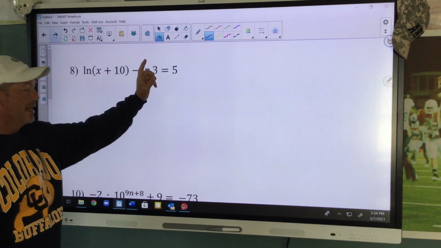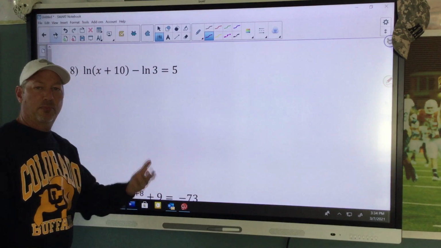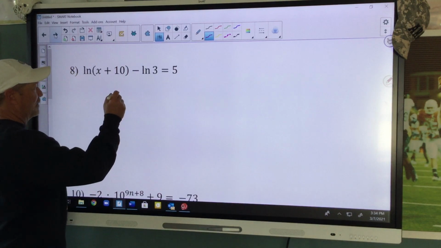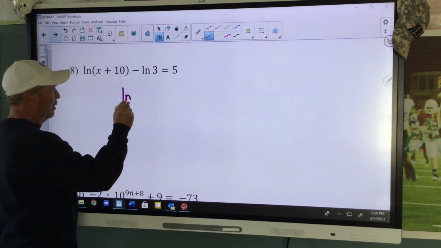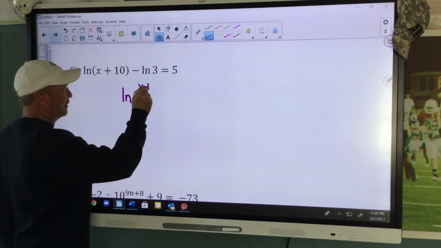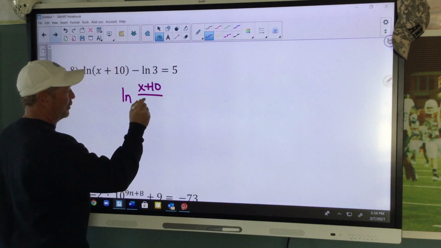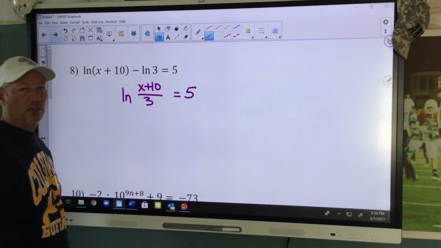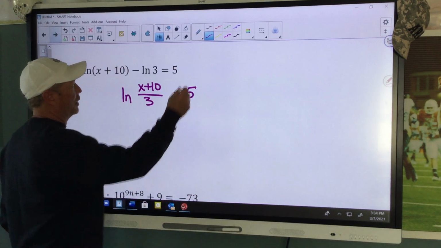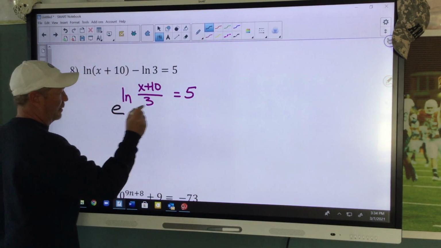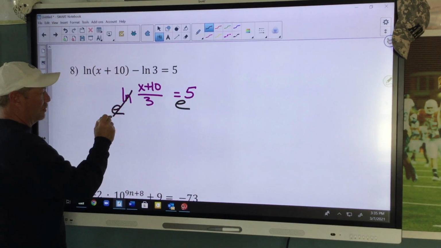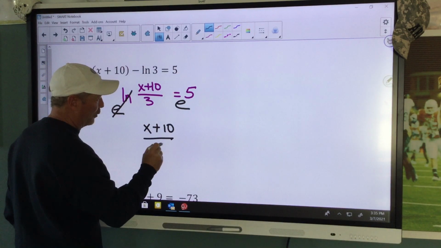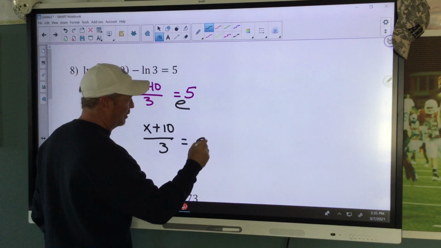ln, not an ln. Just like we did on the second problem we just worked, we're going to ask you to condense. All right, so we're going to say this is going to give us natural log of x plus 10 divided by 3 equals 5. Okay? We want the natural log to go away, so cancel it out. We're going to use the e. This will cancel. It's going to leave us with x plus 10 over 3 equals e to the 5th.